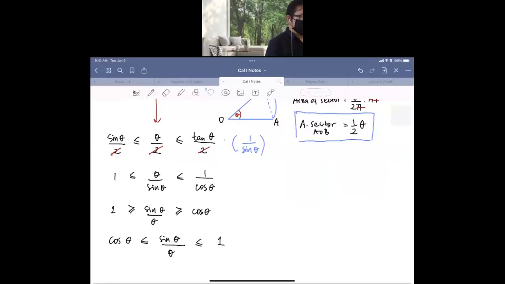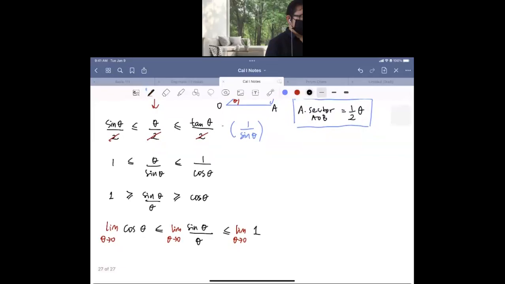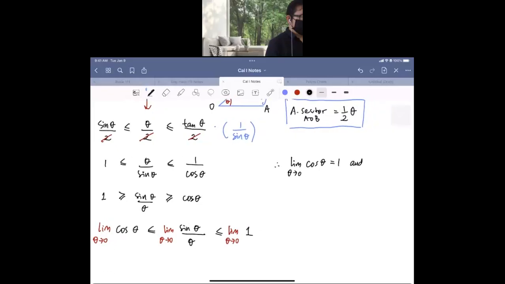And similarly, we can include the limit. Limit as theta goes to 0, limit as theta goes to 0. And we get the same conclusions. That is because the limit of cos theta is equal to 1 and the limit of 1 is 1, then the limit of sine theta over theta is 1 by the squeeze theorem.